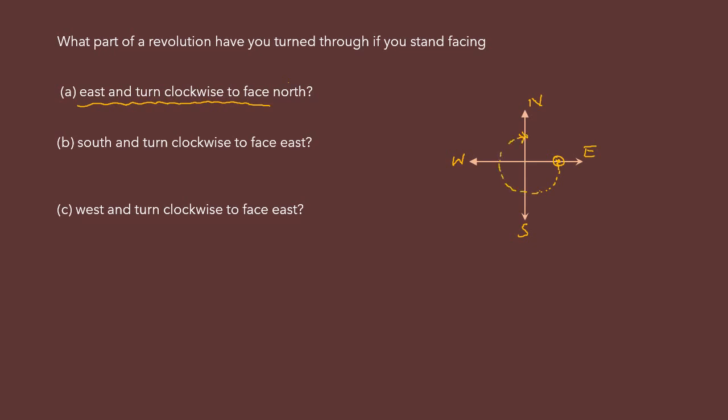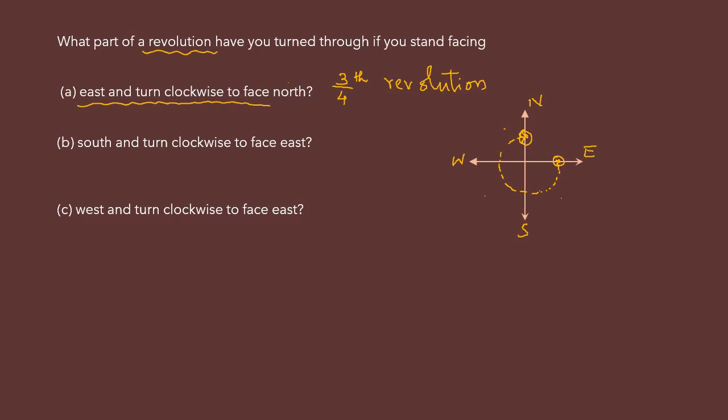You have reached north. Now the question is, what part of a revolution have you turned? How much did you turn? In this case, you have turned 1/4, half, 3/4. 3/4 you have turned, 3/4 revolution. So how much have you turned? You have turned 3/4 revolution.